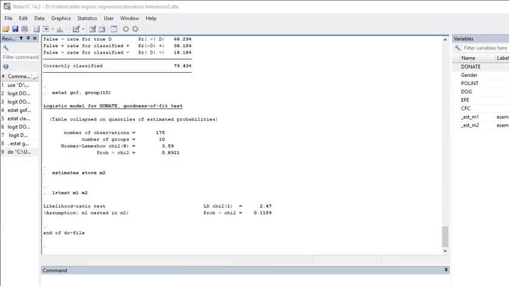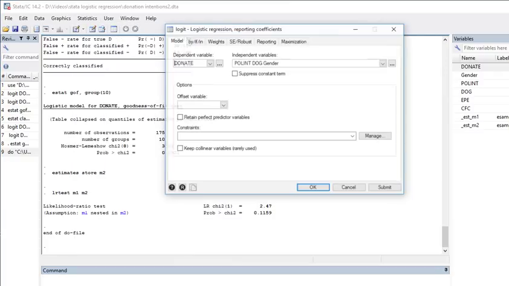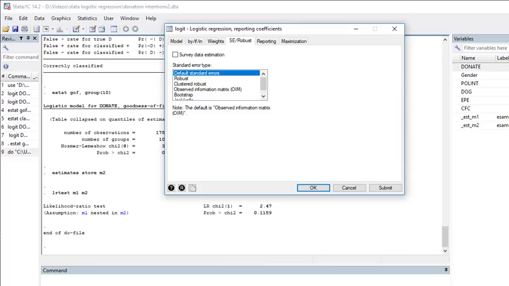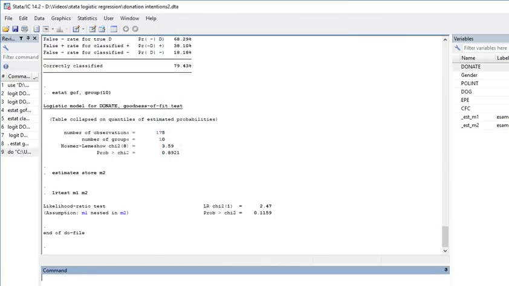So that's a quick and dirty overview of binary logistic regression using Stata. There are other options that are available. If you want to do things like use robust standard errors or bootstrapping, you can certainly do that. This was, like I said, just a quick overview. So I hope that you find this helpful.